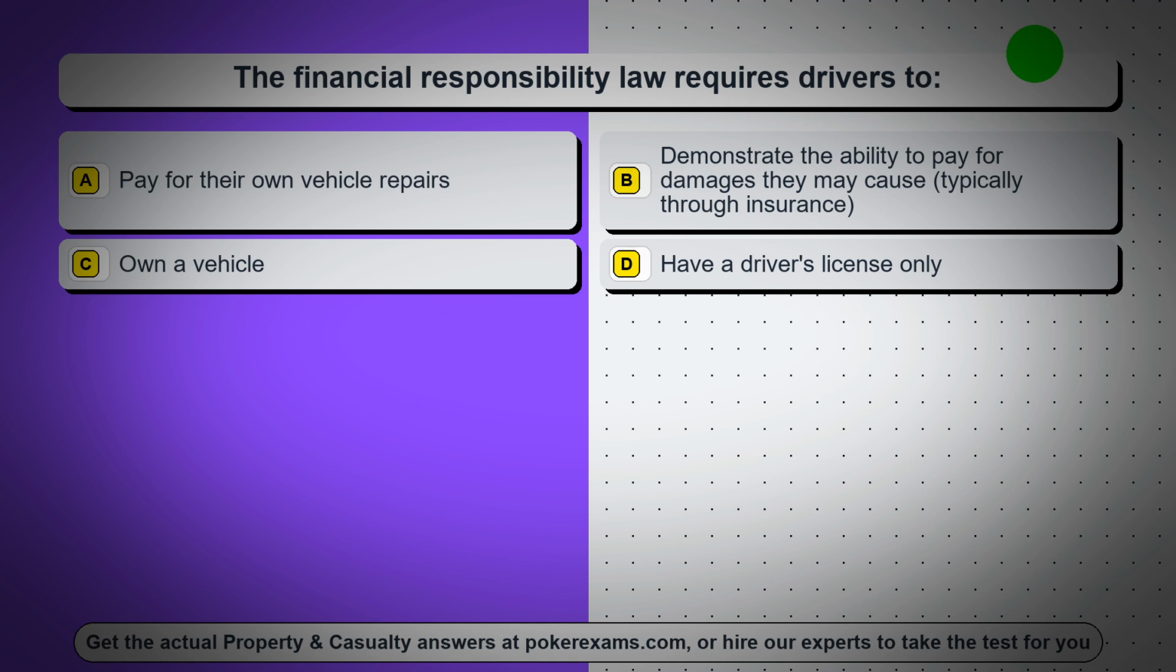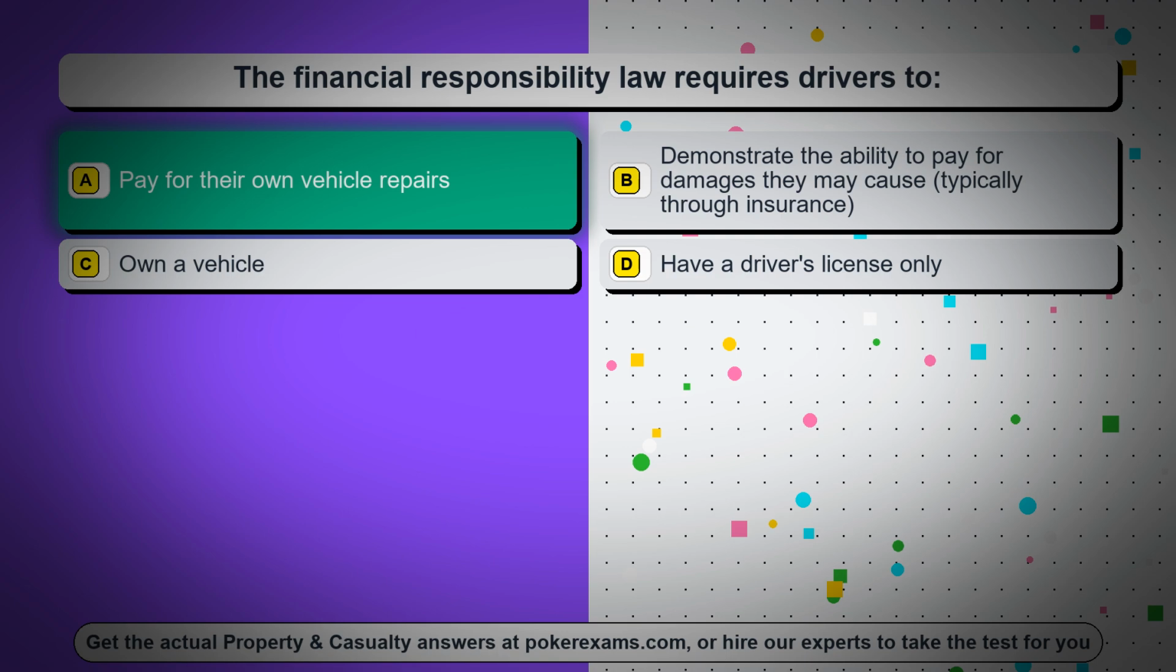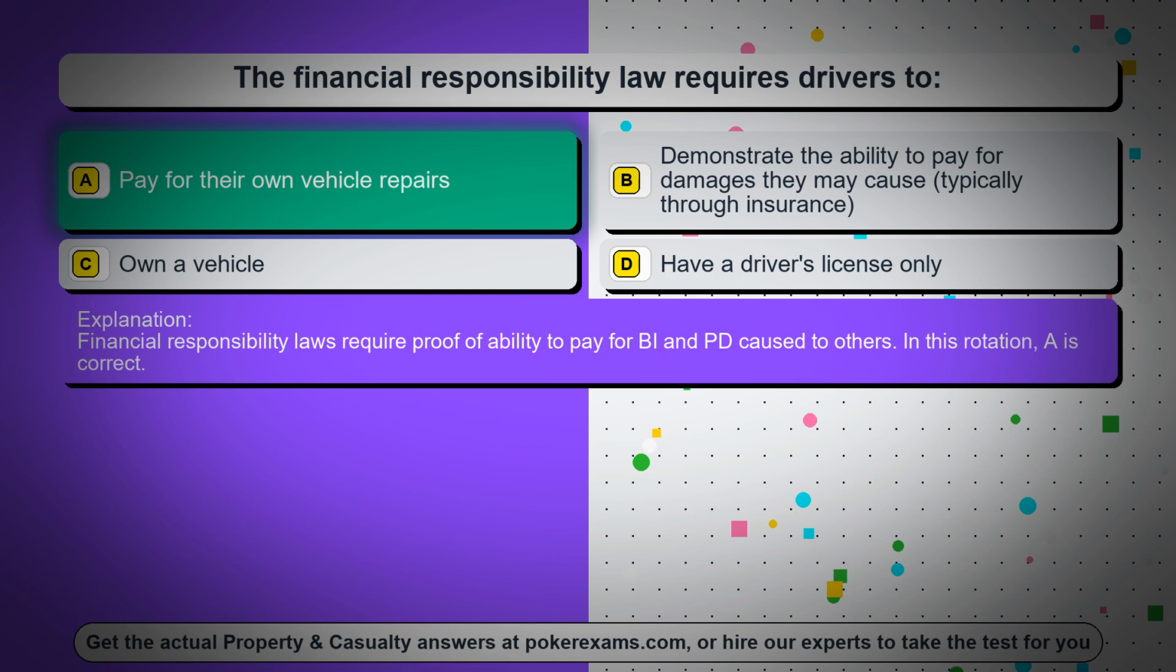Question 46. The financial responsibility law requires drivers to: Option A, pay for their own vehicle repairs. Option B, demonstrate the ability to pay for damages they may cause, typically through insurance. Option C, own a vehicle. Option D, have a driver's license only. The correct answer is option A, pay for their own vehicle repairs. Financial responsibility laws require proof of ability to pay for BI and PD costs to others. In this rotation, A is correct.